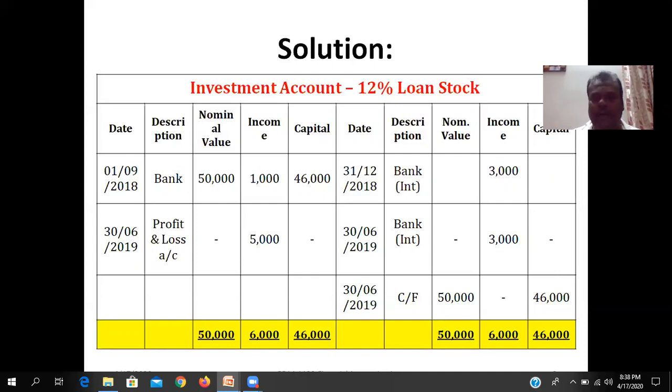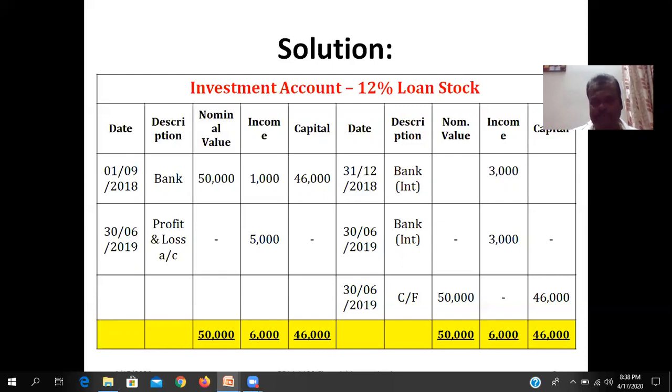If we close the account, you know that in the debit side, we can close nominal value and the capital value. Nominal value 50,000, capital value 46,000. Then we can get the balance in the credit side, 50,000 and 46,000. Maybe you know that on 1st July 2019, it should be debited to the investment account as balance brought forward. Nominal value 50,000, capital value 46,000.